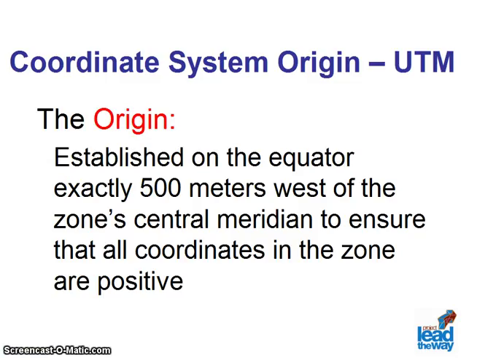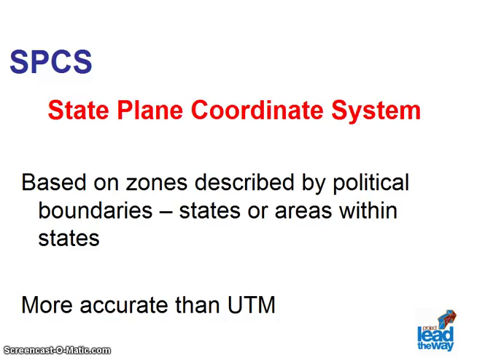The origin for each zone in the Universal Transverse Mercator System, when describing the northern part of the hemisphere anyway, is located on the equator, exactly 500 meters west of the zone's central meridian, to ensure that all the coordinates in the zone are positive. The UTM system is accurate to 1 in 2,500, which is really not very accurate at all.